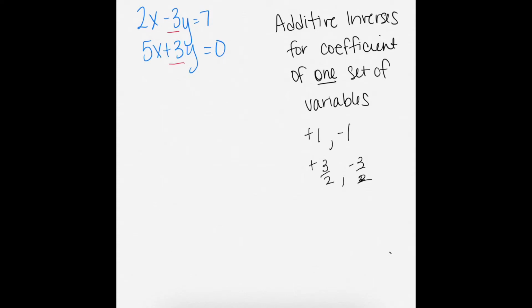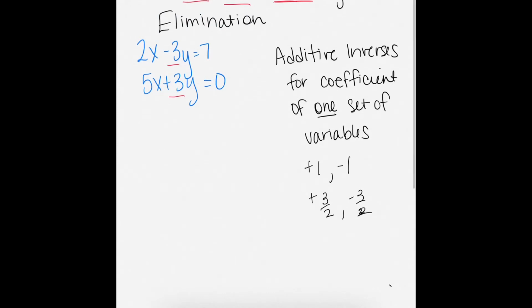So when you're eliminating, some books will actually call this the addition method. And the reason why is because you eliminate via addition. What we do is we take our two equations and add them together once we have our additive inverses. So 2x and 5x makes 7x. Negative 3y and positive 3y equals 0y. They cancel out, which is why this works. And 7 and 0 makes 7.